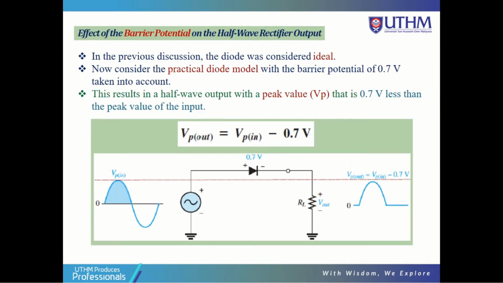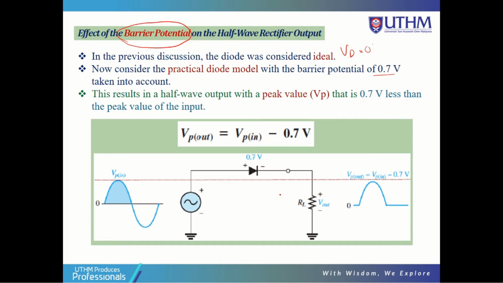Okay. Then what is the effect of the barrier potential on the half wave rectifier output? Barrier potential ni maksudnya voltage dekat diode lah. In the previous discussion, the diode was considered ideal. Ideal Vd is equal to 0. So now consider the practical diode model with the barrier potential of 0.7 volt taken into account. This result in a half wave output with a peak value that is 0.7 less than the peak value of the input. Okay. So dia punya output dia macam mana?